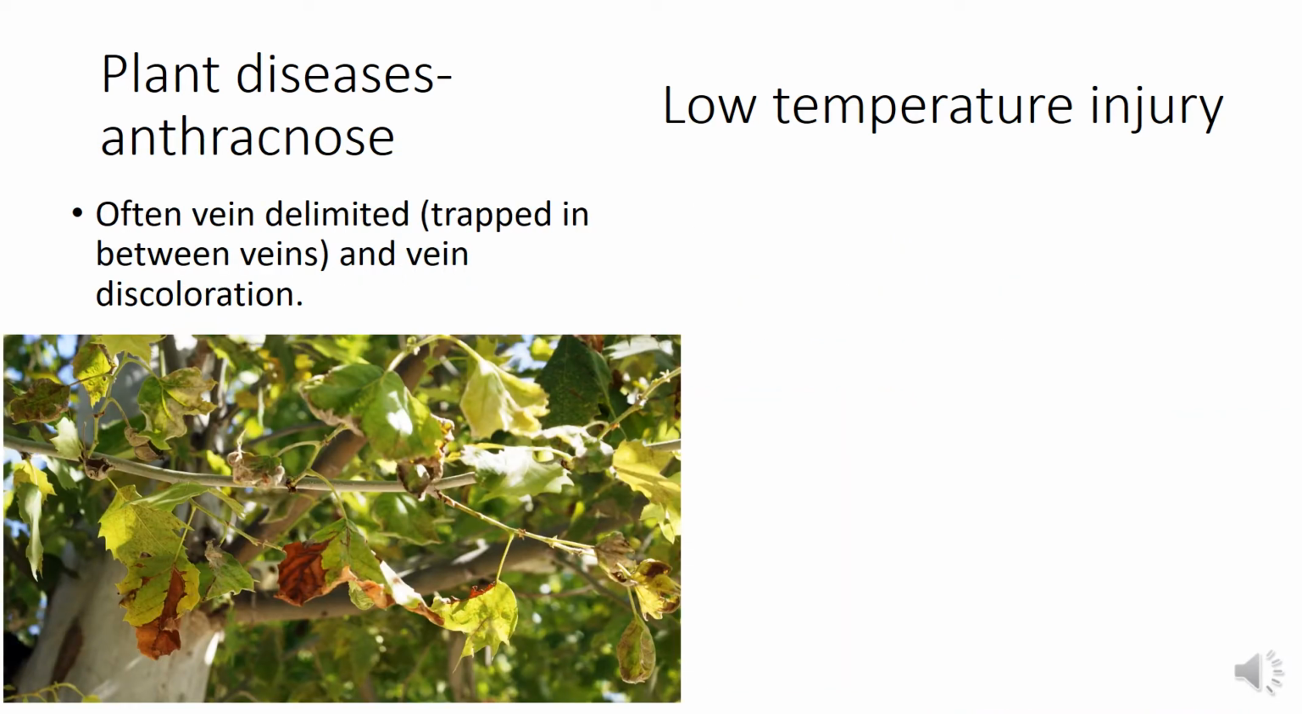Anthracnose diseases tend to be what we call vein delimited. This means that the pathogen is often trapped in between the veins, so the spots can look a little bit angular. We also notice that the spotting or the damage can be observed sometimes just on the veins. So you may see discolored veins, and sometimes this is more visible on the underside.